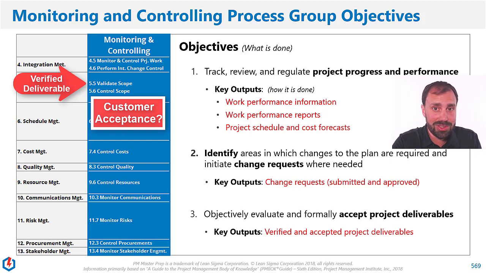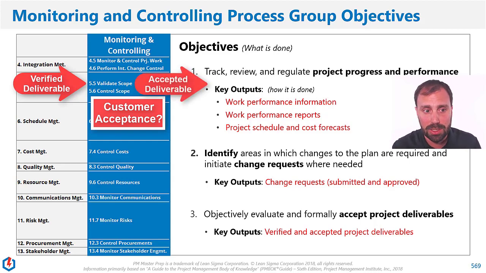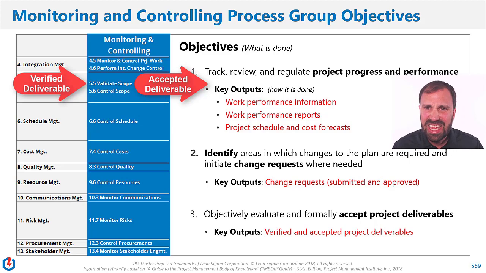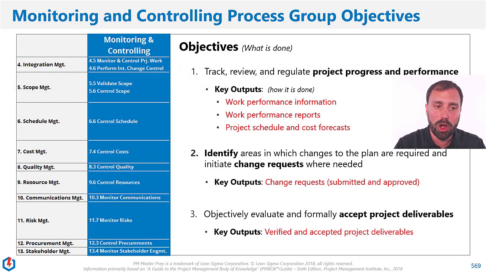And they say yes, or they say no. And then you start talking about, hey, how can we get this accepted? What do we have to do different? Obviously, a change request. But once they accept it, then that's an accepted deliverable. So it goes deliverable, verified deliverable, to accepted deliverable, and that happens in validate scope. If you see that flow go through, that's a key flow. A lot of people need to know that. So you need to know that flow of deliverables.